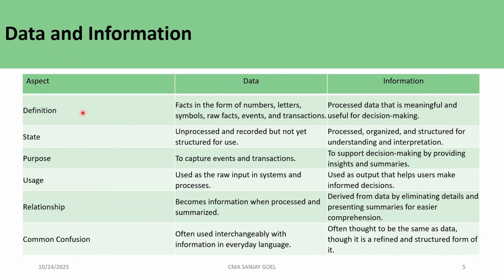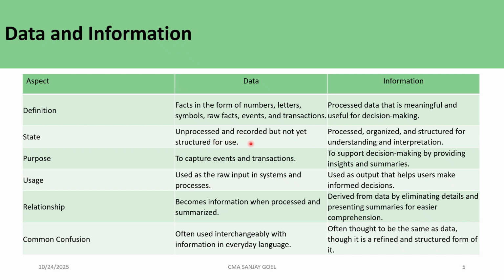Data and information. We will cover the following parameters: definition, state, purpose, uses, relationship, and common confusion. Data. What is the definition of data? Data is in the form of numbers, letters, symbols, raw facts, events, and transactions. State: unprocessed, and recorded but not yet structured for use.